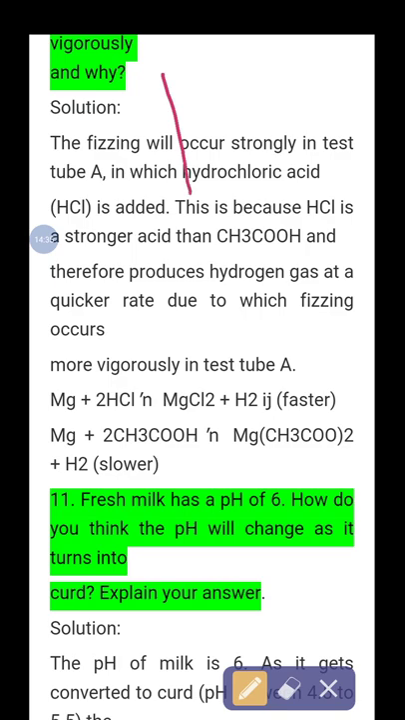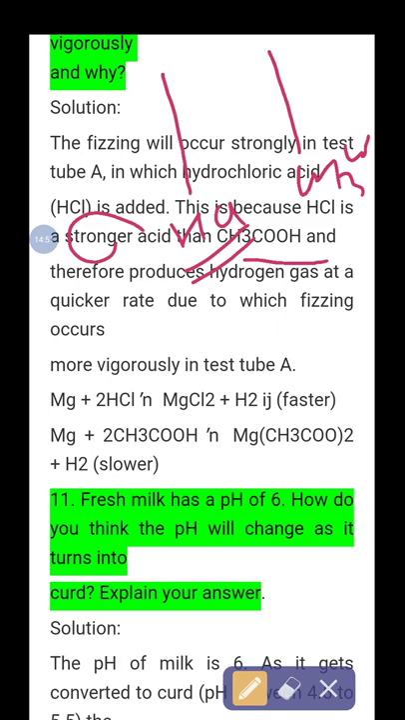In A we have taken HCl and in B CH3COOH, which is a weak acid, while HCl is a strong acid. HCl is a stronger acid than acetic acid. Therefore, it produces hydrogen gas at a quicker rate. Acetic acid is also producing hydrogen gas, but in a very slow manner.